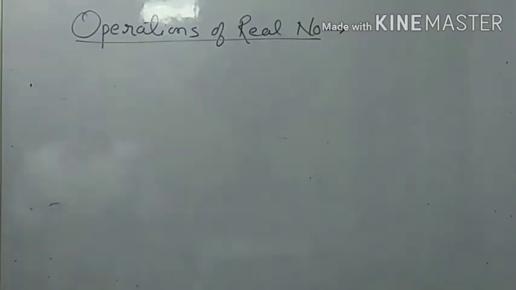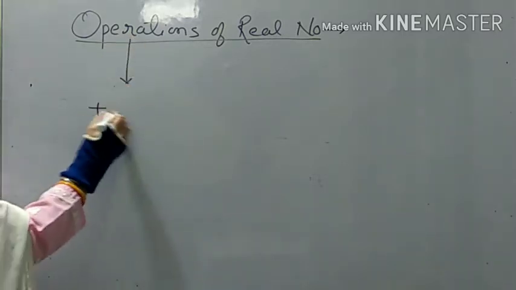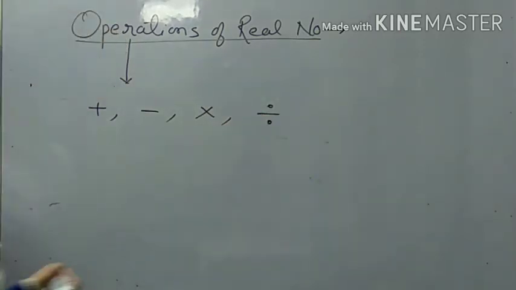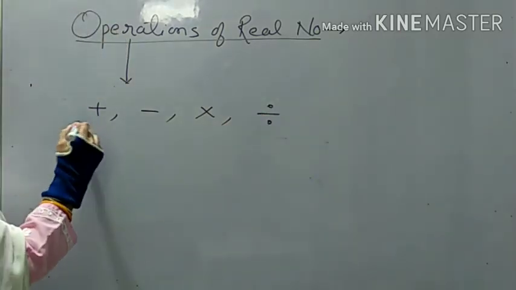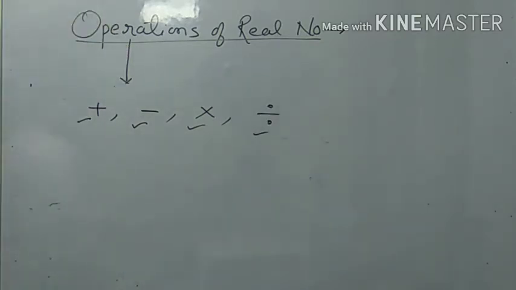Now we have to do the operations of the real number. We are having knowledge of the real numbers, their properties, and now we will see what are the operations of the real number. Now what are the operations which are there in the mathematics? They are the addition, subtraction, multiplication and division. So it means we will learn how to add, subtract, multiply and divide real numbers.